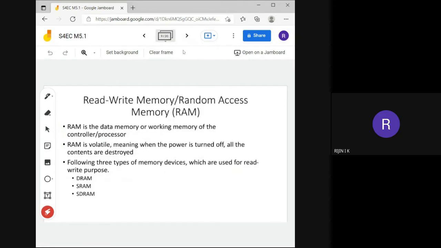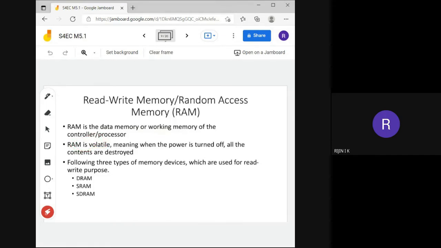Then next one is random access memory, our read-write memory, RAM. We will call this RAM as data memory. That means we will store the data. Data are stored in this RAM memory for execution. RAM is the data memory, or we will call it the working memory of the controller or processor. And also RAM is volatile in nature. RAM memories are volatile in nature.